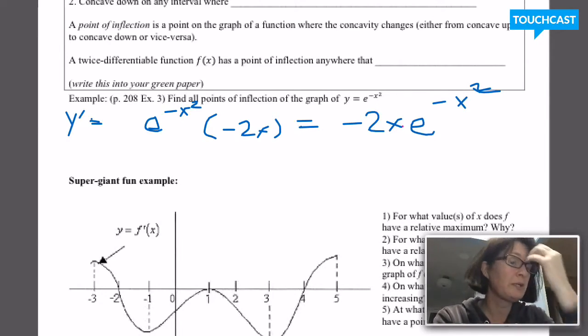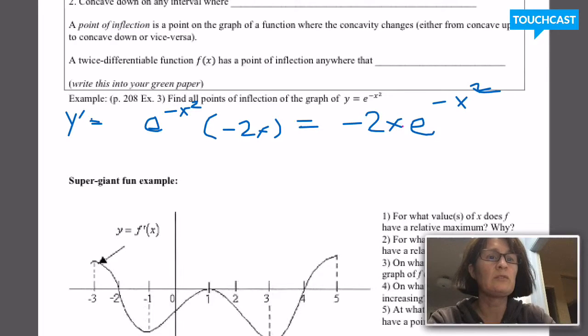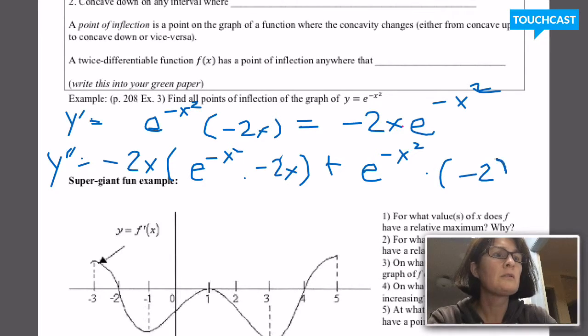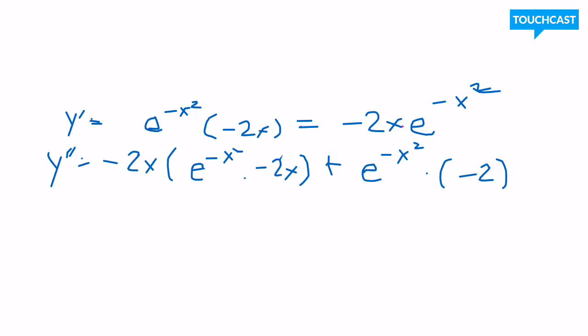That's a multiplication there, so when I take the second derivative, I'm going to have to use the product rule. Y double prime is going to equal the first times the derivative of the second, plus the second times the derivative of the first. There we go. And I'm looking for where the second derivative changes sign. That means I'm going to have to figure out where the second derivative is positive and where it's negative.